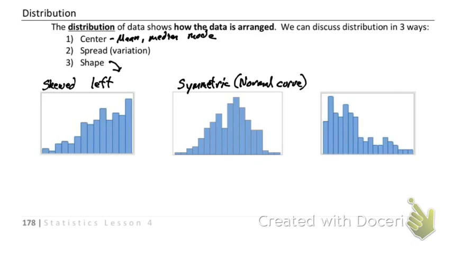So if data being skewed to the left looks like this, then the other one must be right skewed, or skewed right.